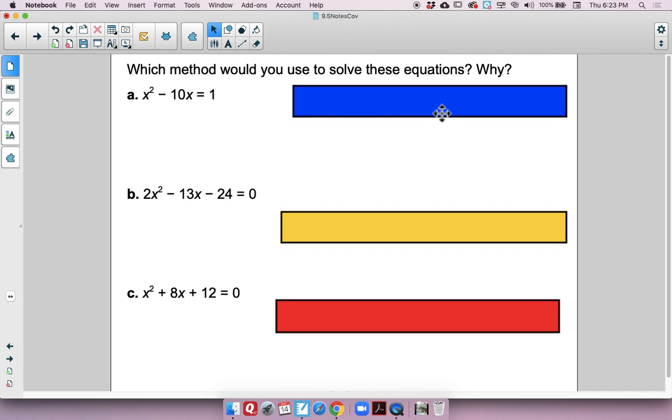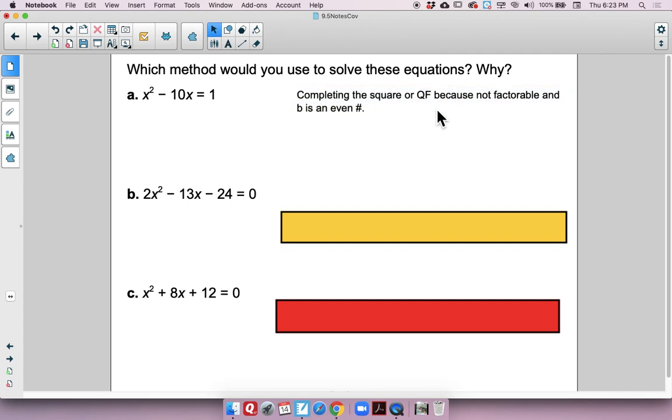All right, well, for A, probably want to use completing the square or the quadratic formula, because if you put it in standard form, it's not factorable, and B is even, so that means completing the square would probably be easier. But if it's not factorable, and obviously we can't use extracting the root, not a good idea to go with those. And generally, graphing probably is not going to be the best way, because that always takes a bit of time. Okay, what about this one?